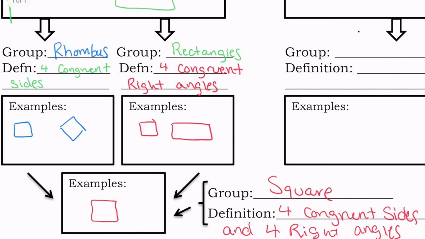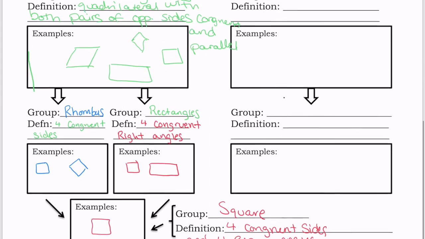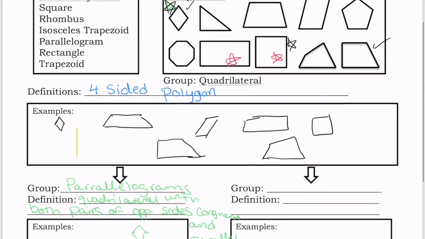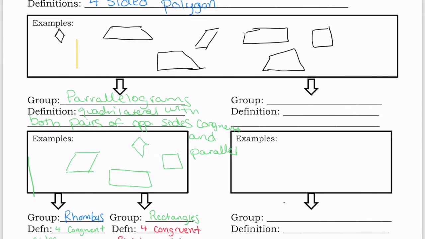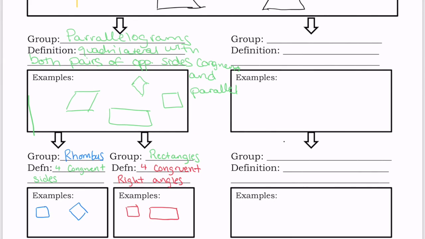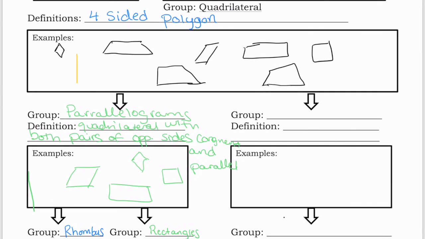Now, what I really like about this flowchart is you can really see how everything connects. So a square, rectangle, rhombus, parallelogram, they're all types of quadrilaterals. Within the section of quadrilaterals, we have parallelograms. And within parallelograms, rhombuses, rectangles, and squares, they're all types of parallelograms. A square is a type of rhombus. It is also a type of rectangle. This just helps us organize our ideas and our different quadrilaterals.